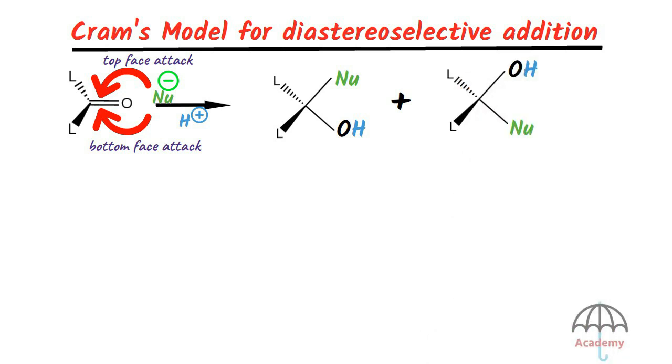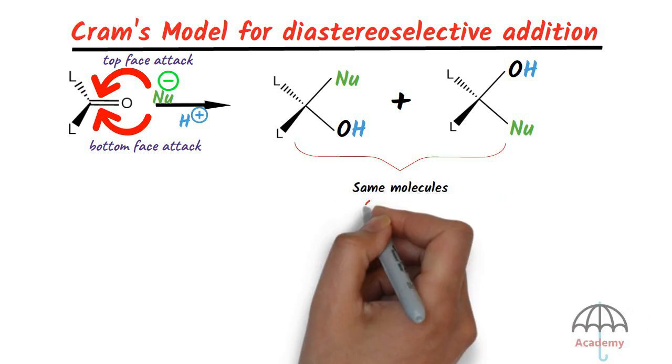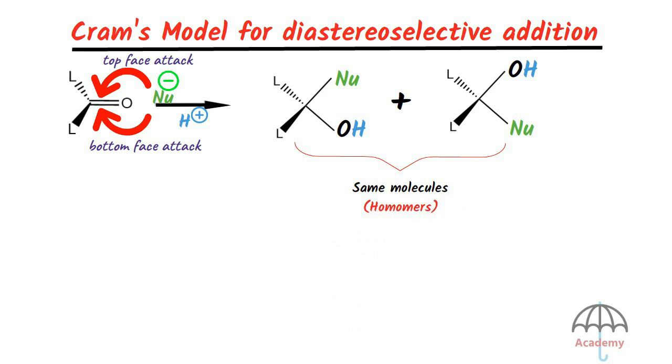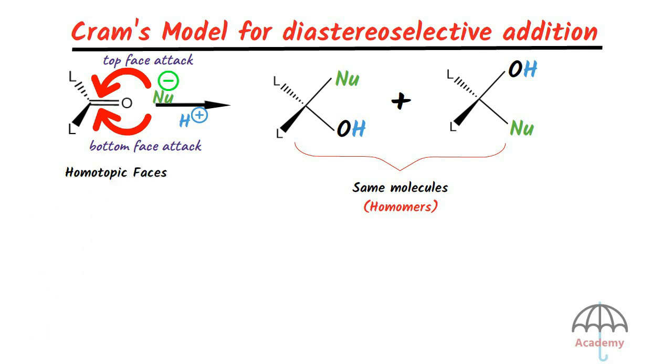On examination of the two products, it is found that both the products are the same molecules. We call such molecules homomers. Thus, the original carbonyl compound is said to have homotopic faces, because addition on either face gives the same molecule.